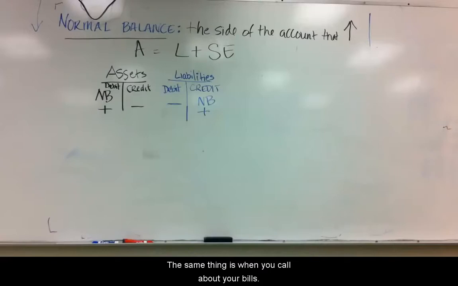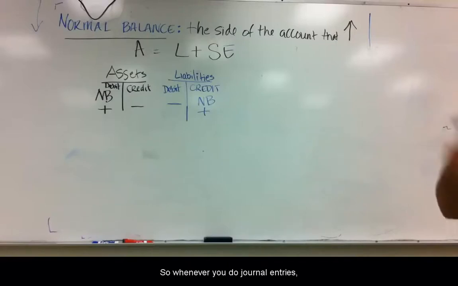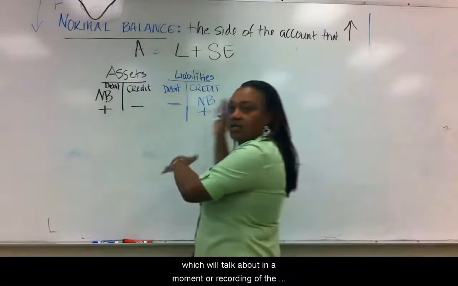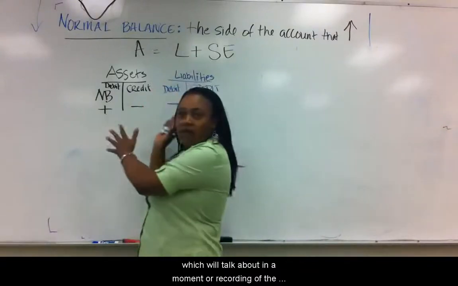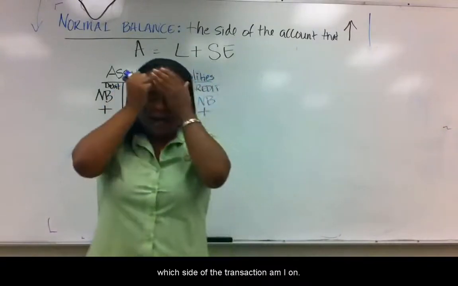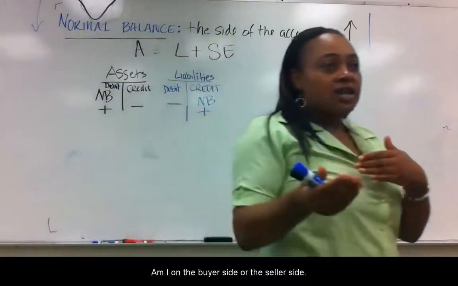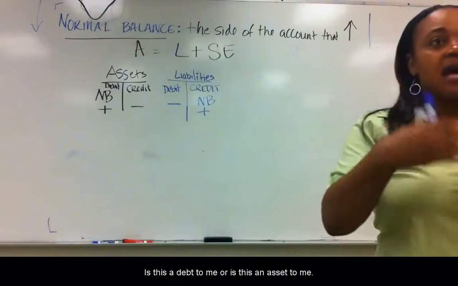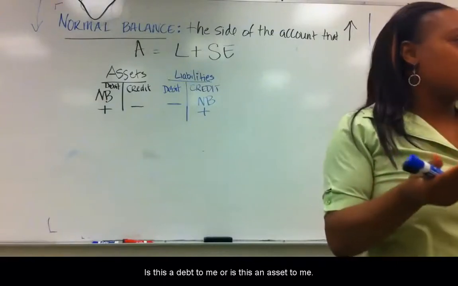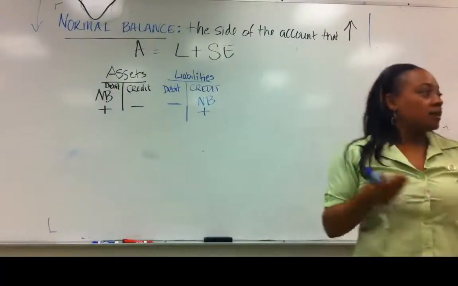And the same thing is when you call about your bills. Well, it's a liability to you, but to them it's a collection. It's a receivable. So it's on the flip side. So it depends on how you're looking at it. So whenever you do journal entries, which we'll talk about in a moment, or recording of information, you've got to figure out, okay, which side of the transaction am I on? Am I on the buyer side or the seller side? Is this a debt to me or is this an asset to me? So that's really important. A good question.